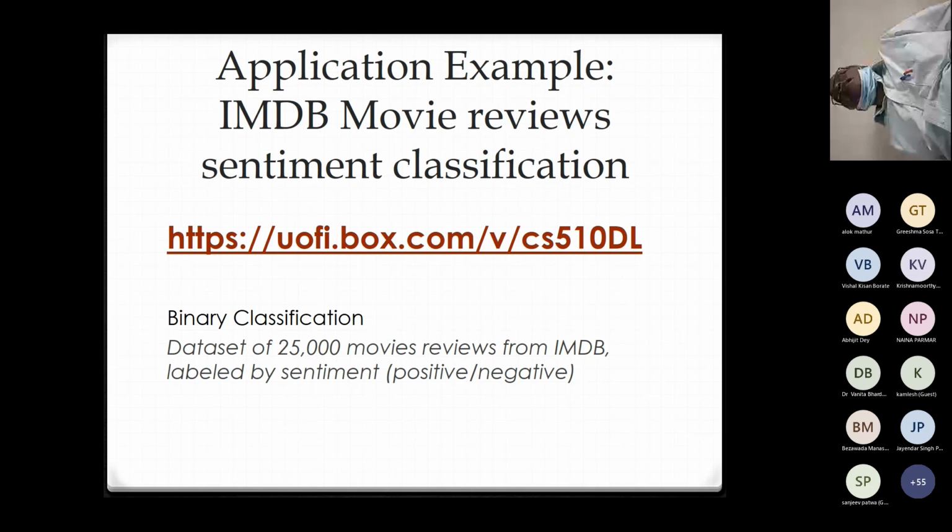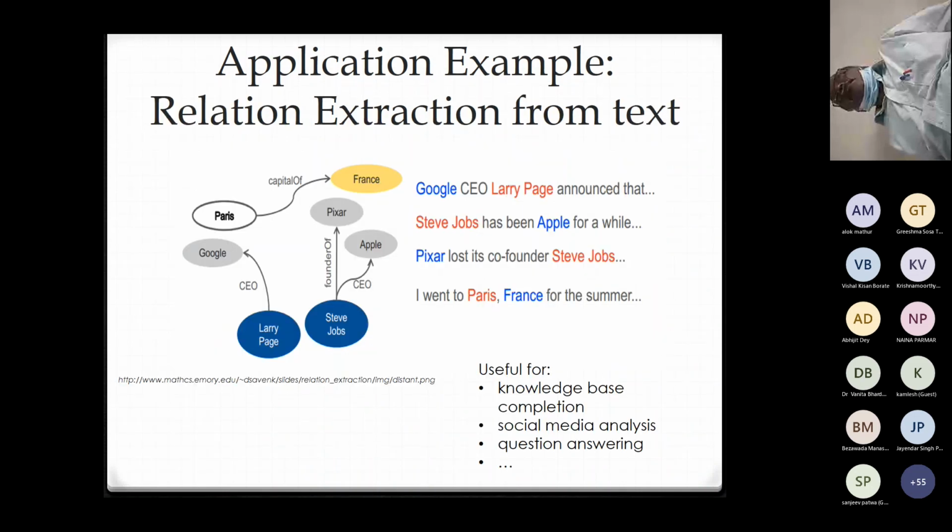If you need a statement classification example, the links are there. Use this link and identify a lot of positive or negative statements. Okay, so this is the application layer. This application is relation extraction from text, for example, a geo relation. CEO Larry announced that Steve Jobs has left Apple to be in Paris, France, so similar things are there. This is a statement to be classified: knowledge base, social media analysis, question analysis, useful information.